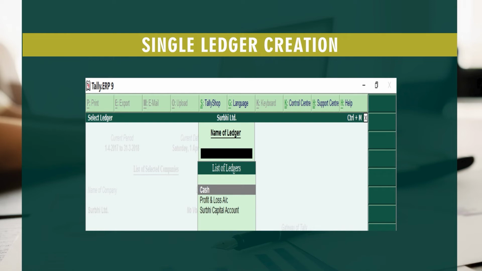Now on the screen you can see that by going to the display option, there are now 3 ledgers which exist within the list of ledgers. For example, cash and profit and loss were already there. Now you can see a third ledger, that is Surbhi capital account. It means we are successful in creating a third ledger, that is Surbhi capital account. I hope you will find this easy.